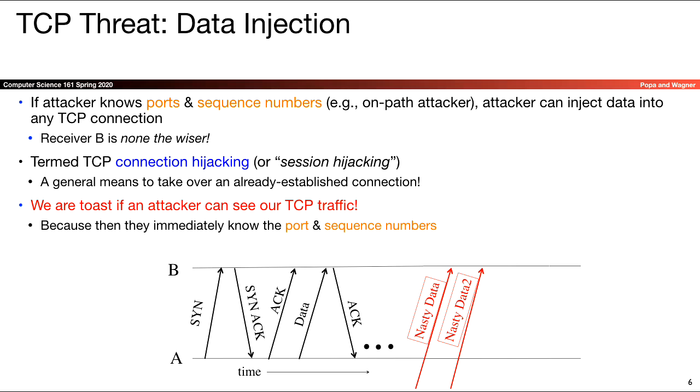Okay, so basically what this shows you is that if there's an on-path attacker who can eavesdrop on your traffic, then the security of your TCP connections is toast. Okay? So this is a kind of attack that can be mounted by an on-path attacker or a man in the middle, but not by an off-path attacker, because an off-path attacker won't know the sequence numbers. Okay? Good so far?